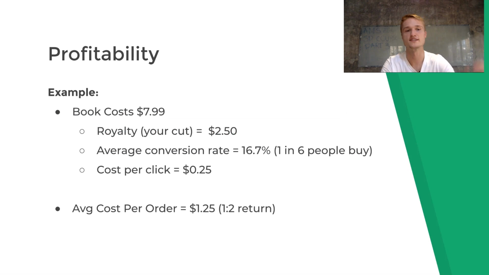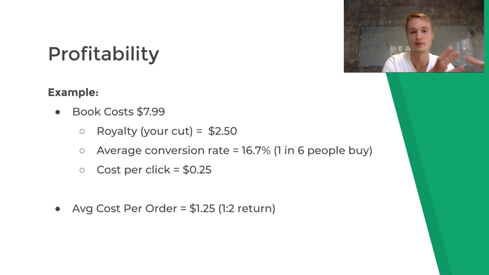All right, so for example, your print book might cost your customers $8. You might sell it for $7.99. Then your royalty cut might be around $2.50. Let's say for this example, it's $2.50. Then your conversion rate, an imaginary conversion rate, is 16.7%.